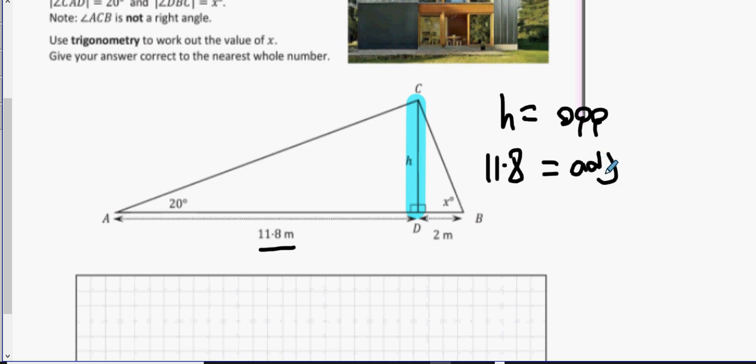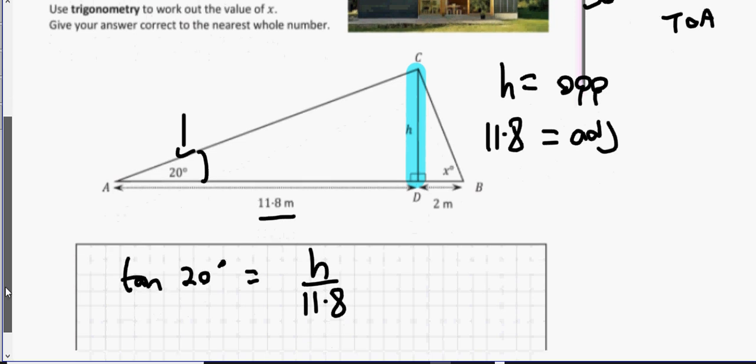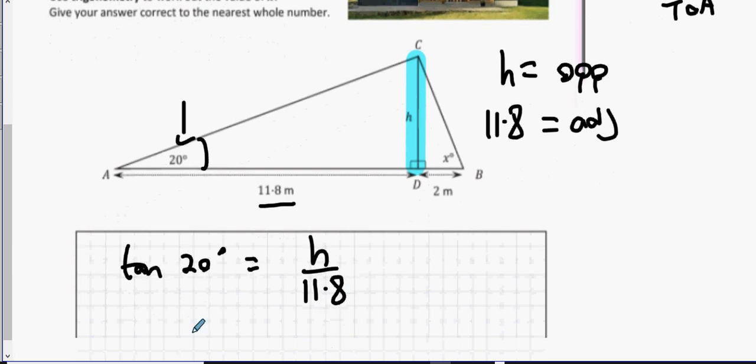Now O and A. Which function am I using? Sine, cos, or tan? Tan. Yep, we're using tan. So tan of what angle, Isaac? Angle 20 degrees. Tan 20 degrees equals O over A, opposite over adjacent. Which is what letter? H over 11.8. Yep. What's to 11.8? It's division on the right, multiplication on the left, so it goes to 11.8 tan 20.